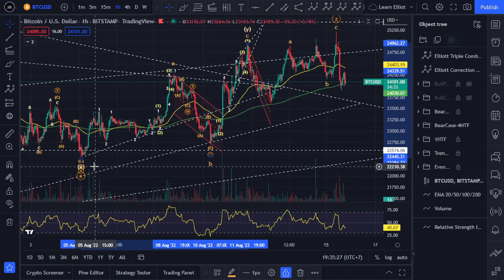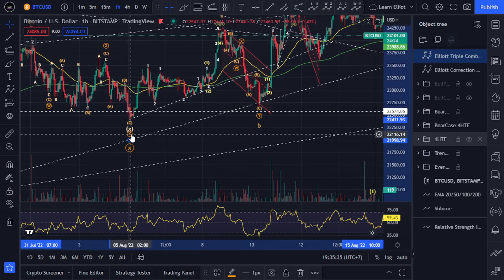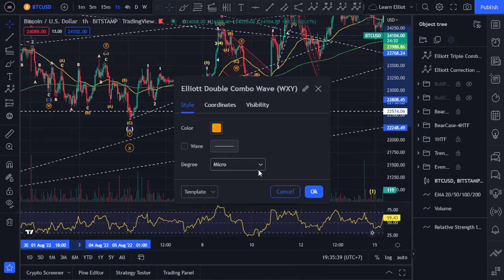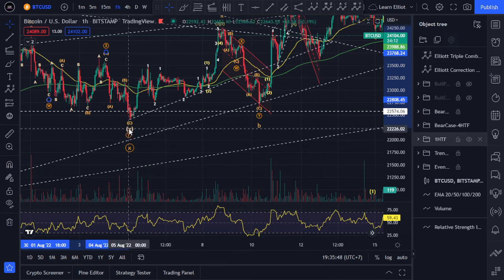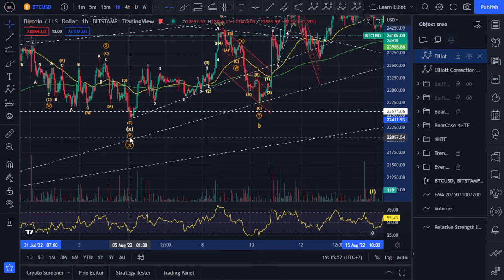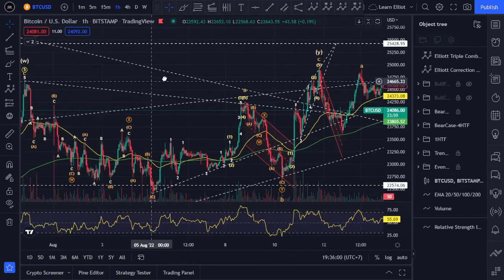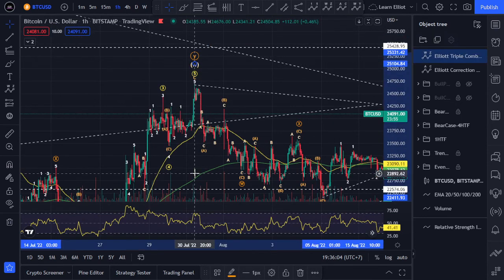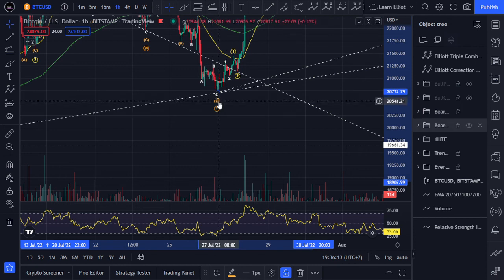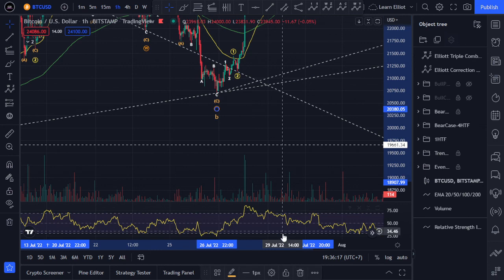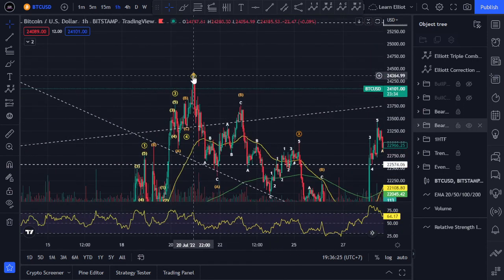let's see. Where the X is right here. We have a sub Y here, Y inside a Y, and Y here, and X here, W, X, Y, X, Z. Considering that we have an impulsive move down, I can assume it like this. And the Y here, so yeah, we have a W, X, Y, X, Z pattern to the B here, to the fifth wave of the impulsive move down.